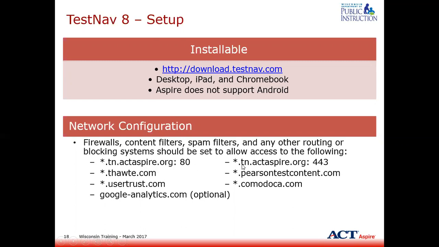tn.actaspire.org, port 80, and tn.actaspire.org, port 443. Those are the actual TestNav platform. So those, of course, need to make sure you have access to get through. Then the others: PearsonTestContent.com, UserTrust.com, and Comodoca.com. So again, that asterisk is a wildcard, but also reminds you that those are required. And then optionally, you can also set up Google-Analytics.com. So no matter what, you may need to make sure that those URLs and ports are set up on your network.